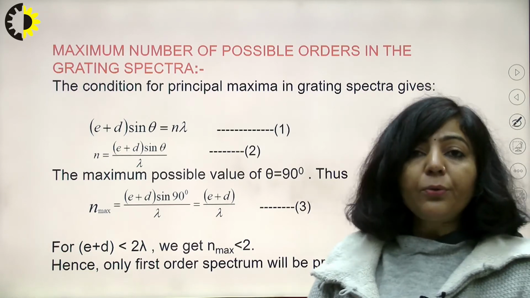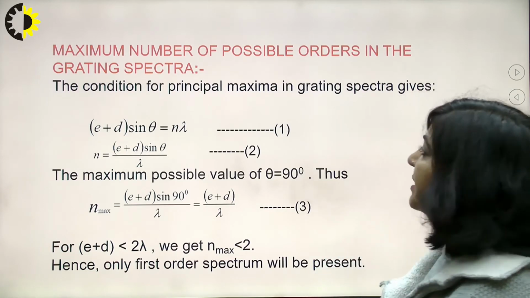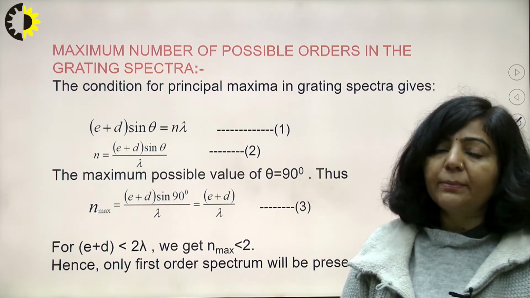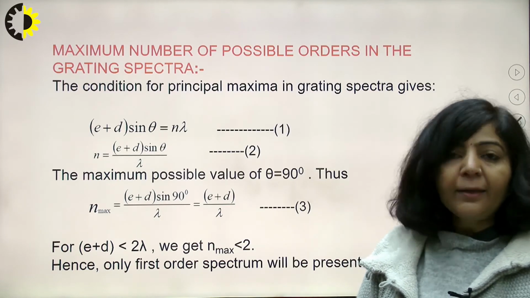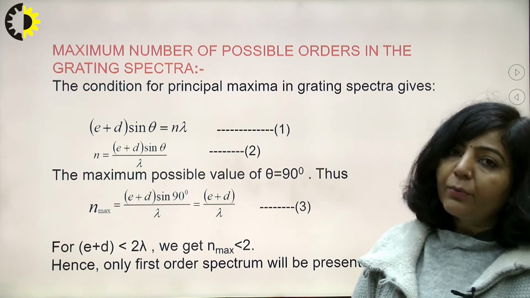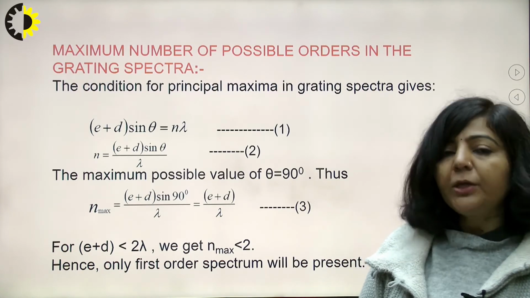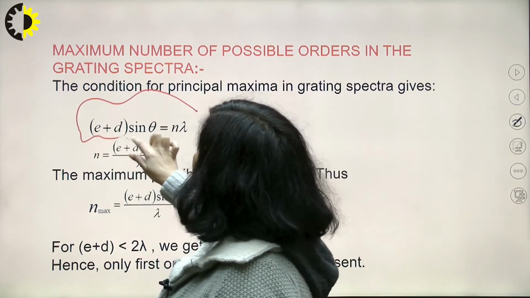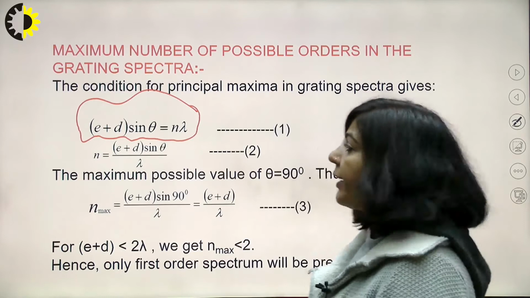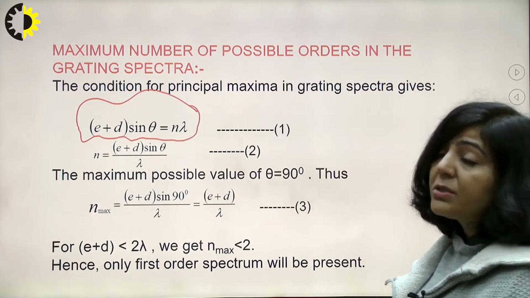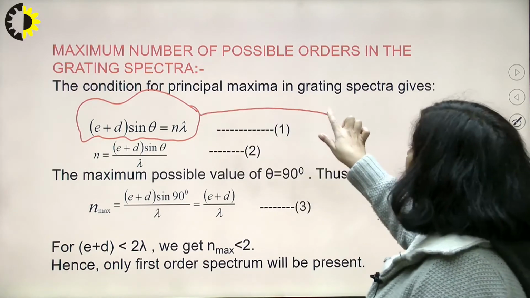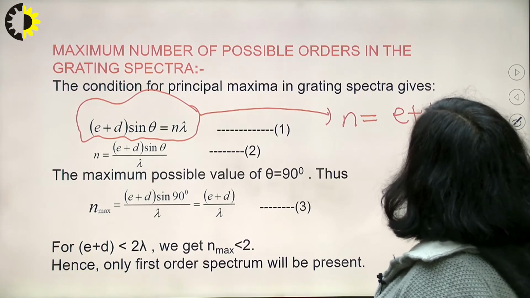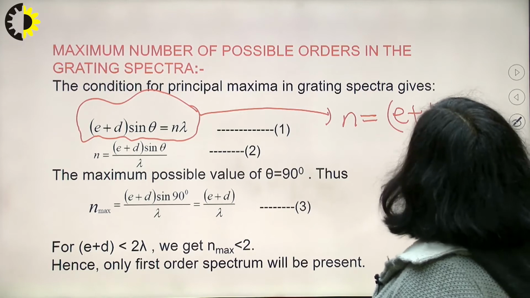In order to get the condition for maximum possible order, we use the condition of nth order maxima. In a plane transmission grating, that famous grating equation represents the condition for a principal maxima: (e + d) sin theta = n lambda. This is your grating equation. If you want to find the order, then the order n will be equal to (e + d) sin theta by lambda.